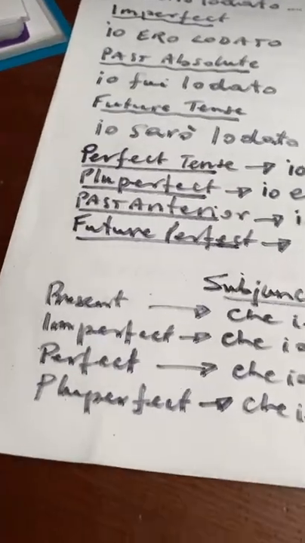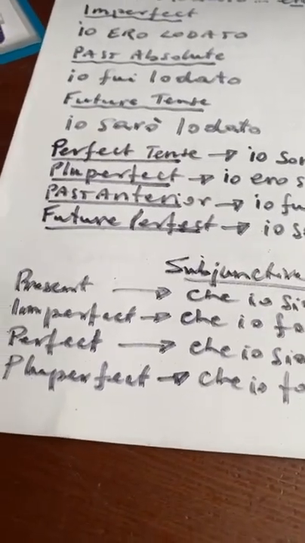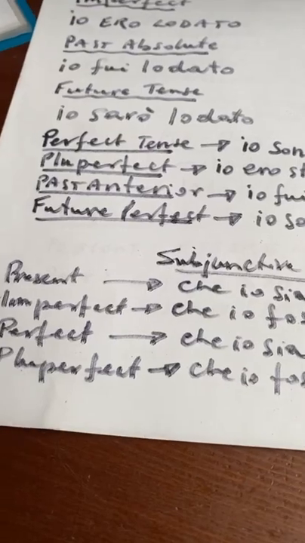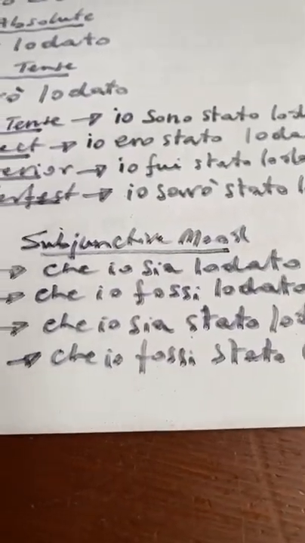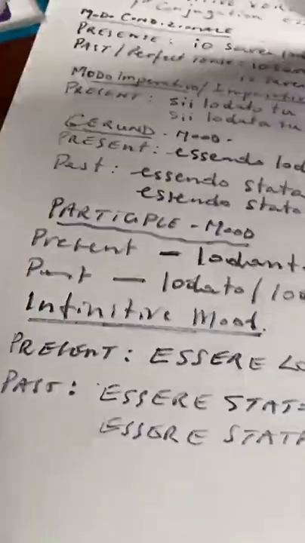Okay, so you've got the perfect tense, pluperfect, past anterior, future perfect. And then you've also got the subjunctive mood, etc. So this is what happens here.